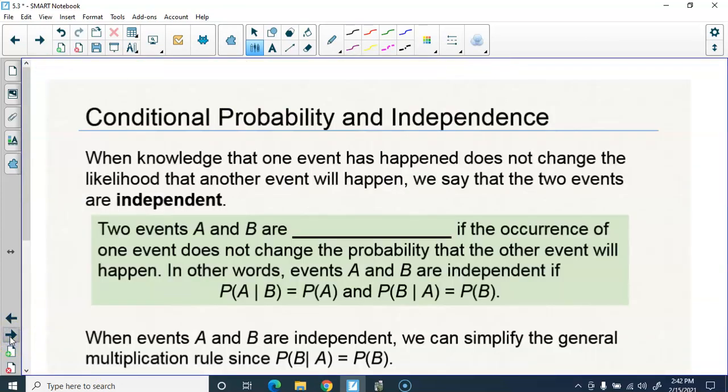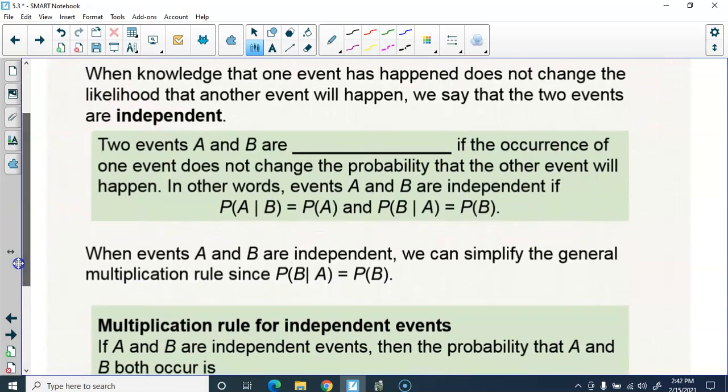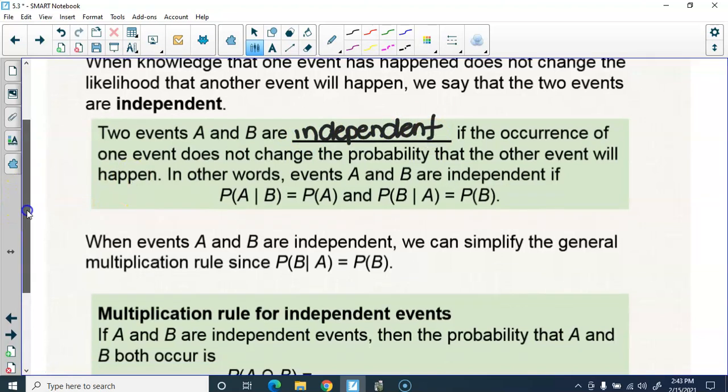Okay, now let's talk about independence. When knowledge that one event has happened doesn't change the likelihood of another event happening, we say that those two events are independent. So if the occurrence of one event does not change the probability of the other event, they are independent.